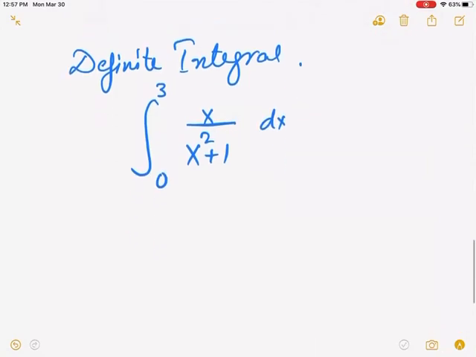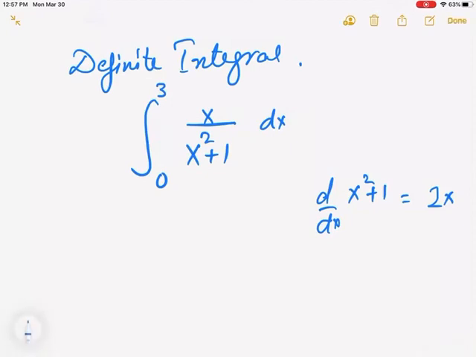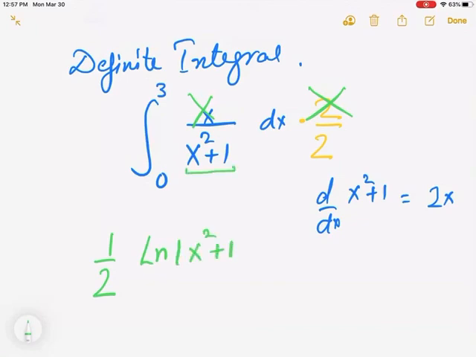So the top degree is less than the bottom one, so I know it's going to be an integral of a log function. So let's just find the derivative of the bottom part. Derivative of x squared plus 1 is going to be 2x. So there's a 2 that's missing, so I would bring in the number, 2 over 2. This top 2 and x would complete the pattern, so I would factor out 1/2. So this would give me ln of this bottom expression, which is x squared plus 1.